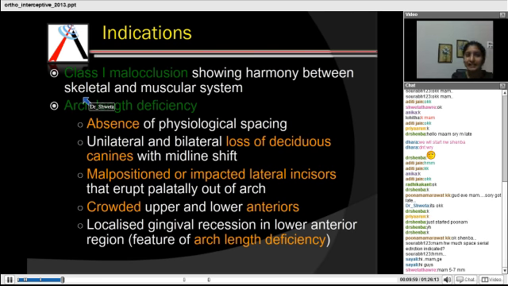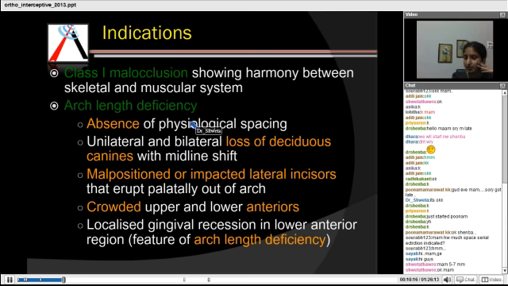Now what are the indications of serial extraction? Okay, pay attention over here. Class 1 malocclusion. Yes, more than 5 mm, 5 to 7 mm, 10 mm you can do serial extractions. Okay, absence of physiological spaces. There are no primate spaces present. Unilateral and bilateral loss of canines with midline shift. Whenever the midline is shifted, that is an indication of serial extraction.